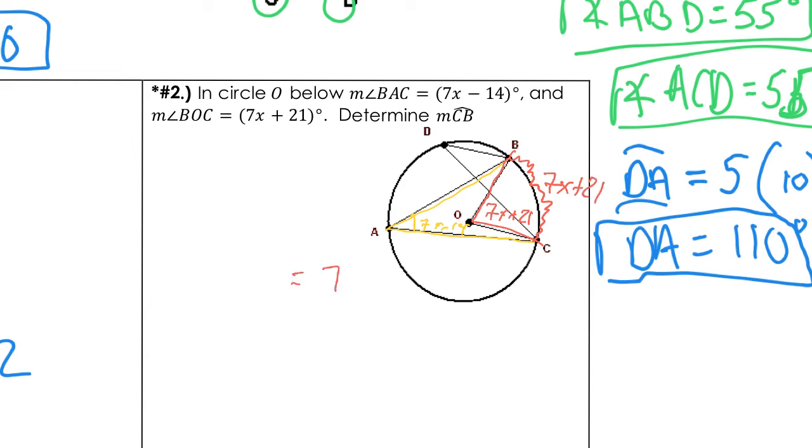So now I know 2 times the inscribed angle would equal that arc. So 2 times 7x minus 14 would equal that arc, and then I would solve for x.